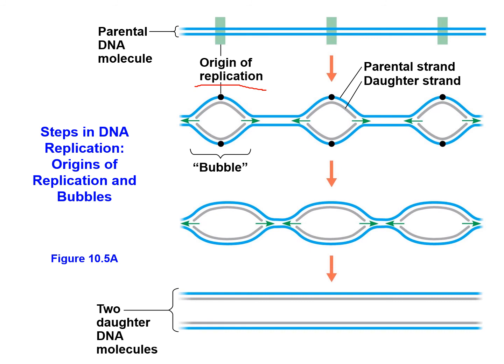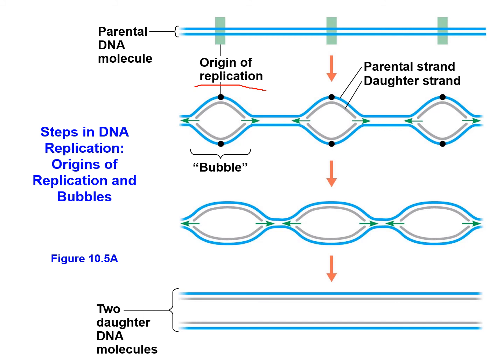And it does it at every origin of replication until the entire length of DNA has been copied. You can see that it's starting to meet up here, and at the bottom, finally, you have a full new copy of a DNA molecule. Now, I want you to not mix this up with homologous chromosomes. Homologous chromosomes are one chromosome from mom, one chromosome from dad.